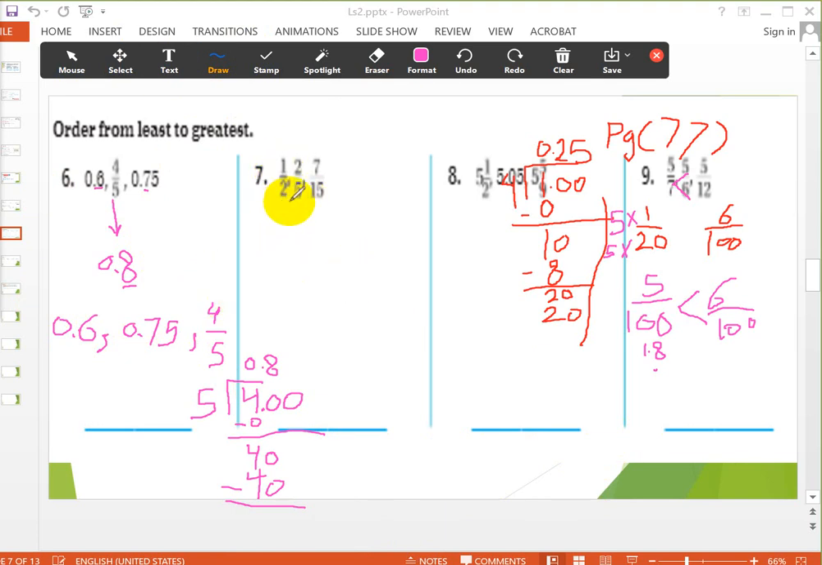Now 1 over 2, 2 over 5, 7 over 15. Here, to compare between the numbers or to order the numbers, those numbers as a fraction, I have to make denominators the same. Look, what is the greatest common factor for 2 and 5 and 15?